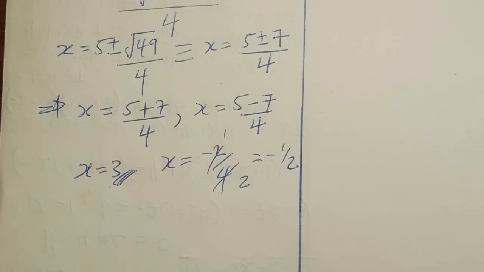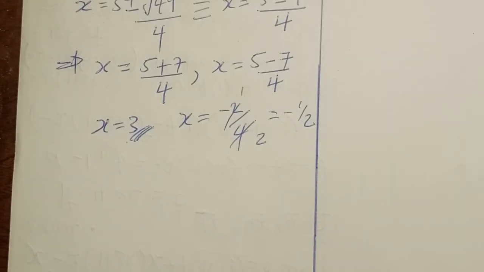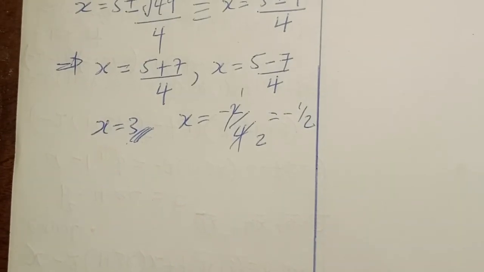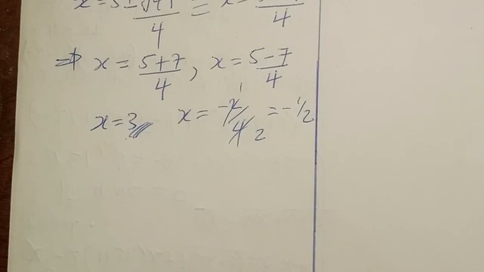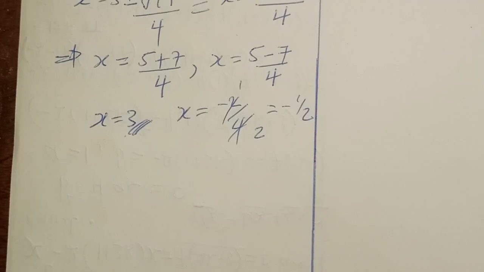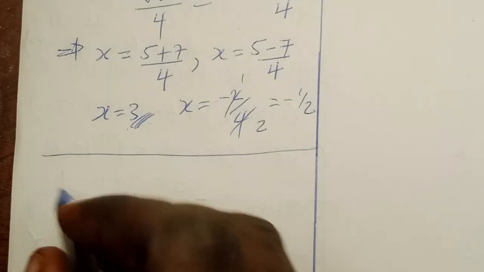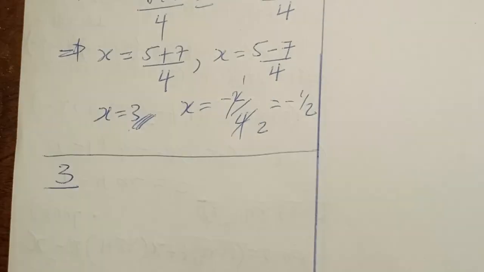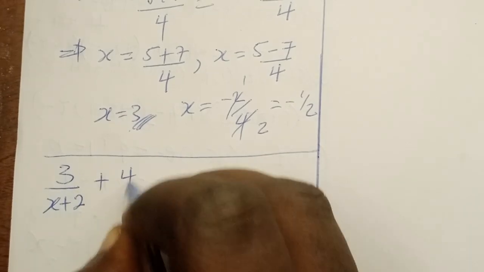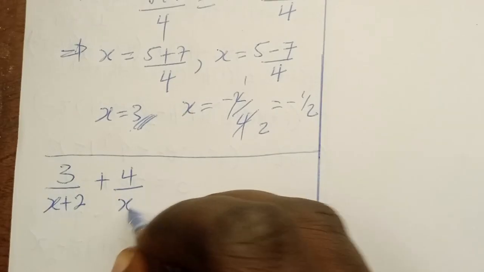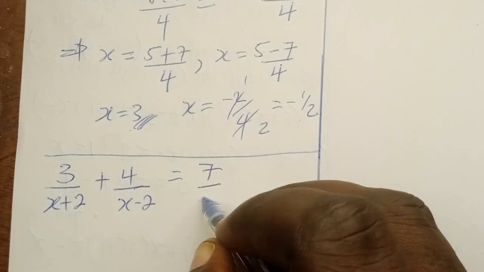Okay, now let's see the question we have for you that you can take and try for yourself. And of course, we are going to solve this in the next upload. Let me copy down the question for you. I want you to try this to get the value of x in the expression. Let me put a line here. In this expression, 3 divided by x plus 2, plus 4 divided by x minus 2 is equal to 7 divided by x.